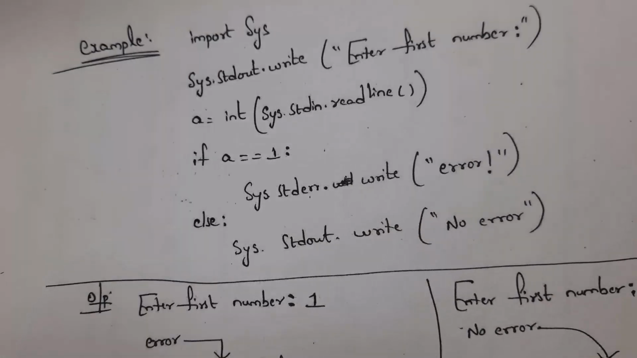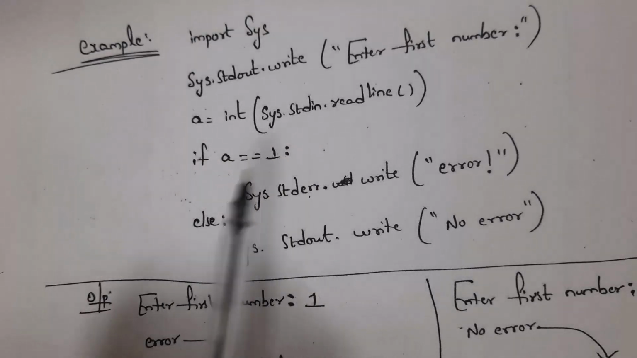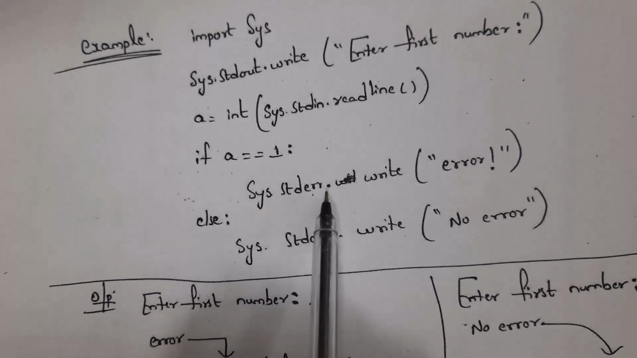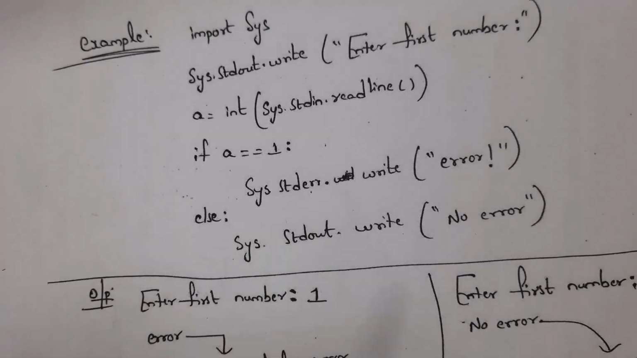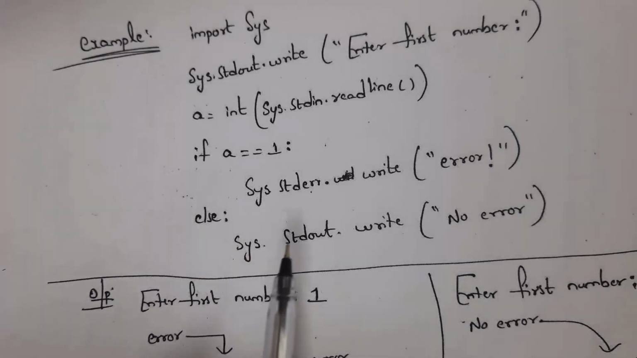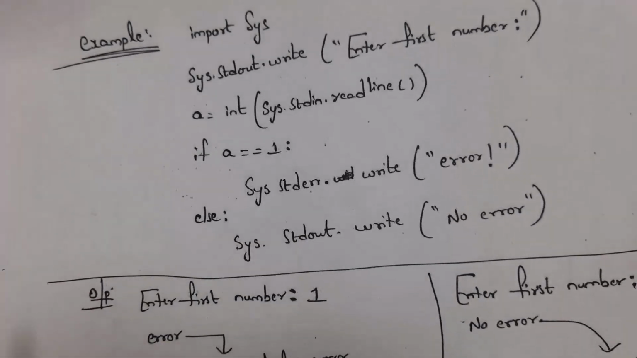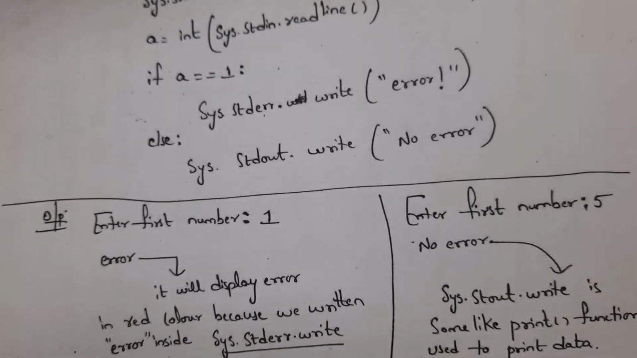For example, if I enter 1, it should display an error message, that is in red color. So I wrote here if a double equal to 1 colon, inside this I wrote sys.stderr, that is nothing but standard error, dot write. Inside this I wrote error. If I enter value 1, I will get an error message. And next else, if I enter any other values like 2, 3, and so on, I should get output no error. So inside else I wrote sys.stdout.write no error. If I enter 1, I will get output error. If I enter 5, then I will get output no error.